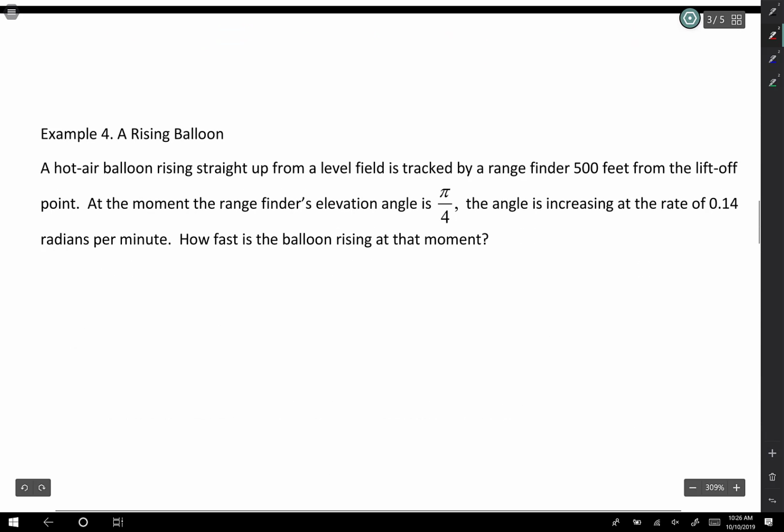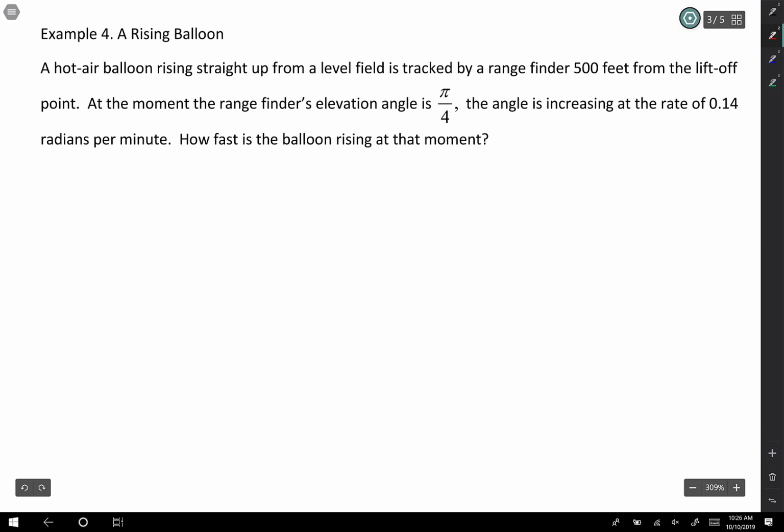A rising balloon. For those of you that are going to be NASA engineers, you're going to be tracking stuff. You're going to have to program. This is the math that you're going to be doing, guys. Now you have to figure out how to program your laptop or computer or system to take care of all this stuff.